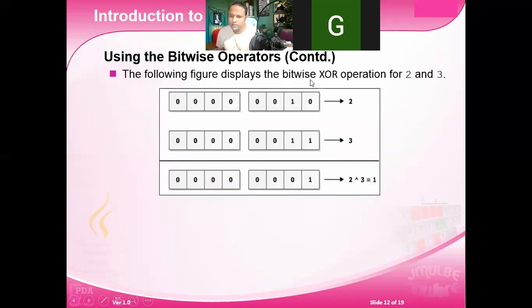So now it is showing you the bit representation of 2 XOR 3. False false is false, false false is false, false false is false. Then true true is false, false true is true. So 2 XOR 3 gives a result of 1. 2 XOR 3 gives you 1.